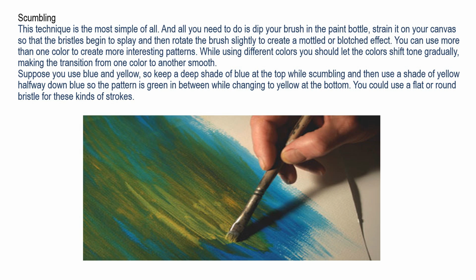While using different colors, you should let the color shift tone gradually, making the transition from one color to another smooth. Suppose you use blue and yellow. Keep the shade of blue at the top while scumbling, and then use a shade of yellow halfway down the blue, so the pattern is green in between while changing to yellow at the bottom. You could use a flat or round bristle brush for these kinds of strokes.